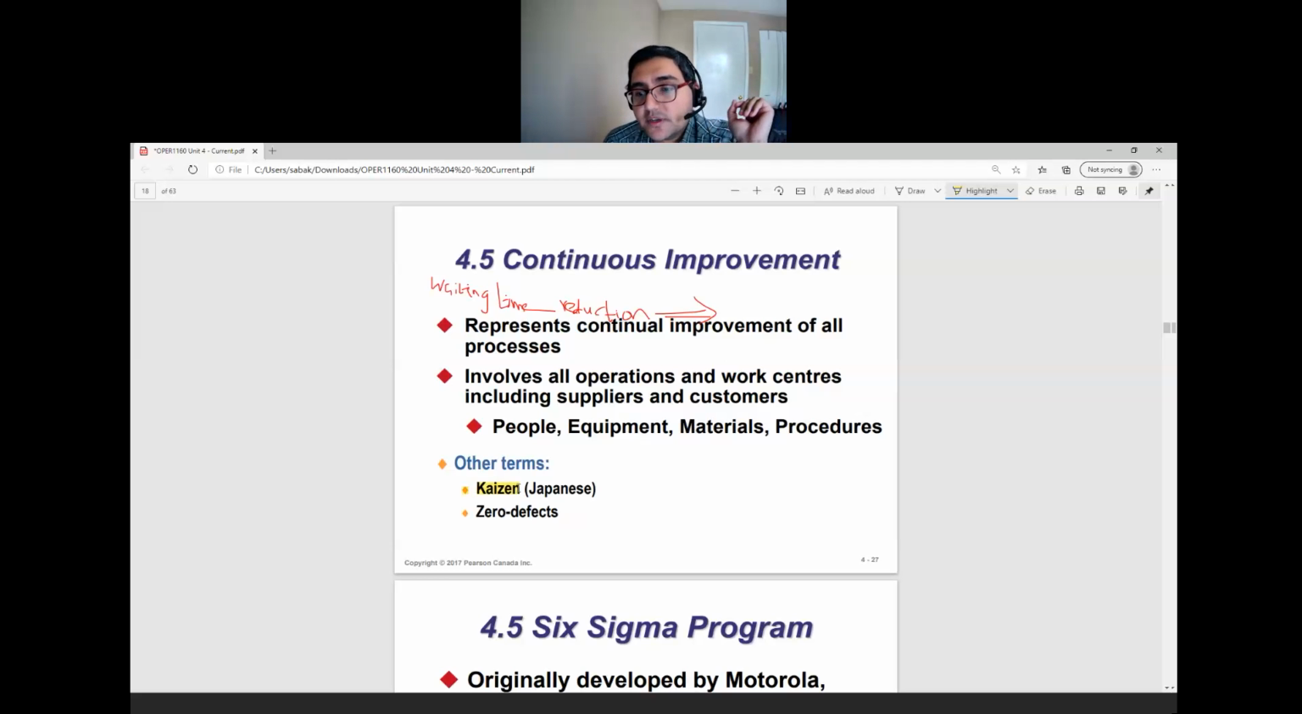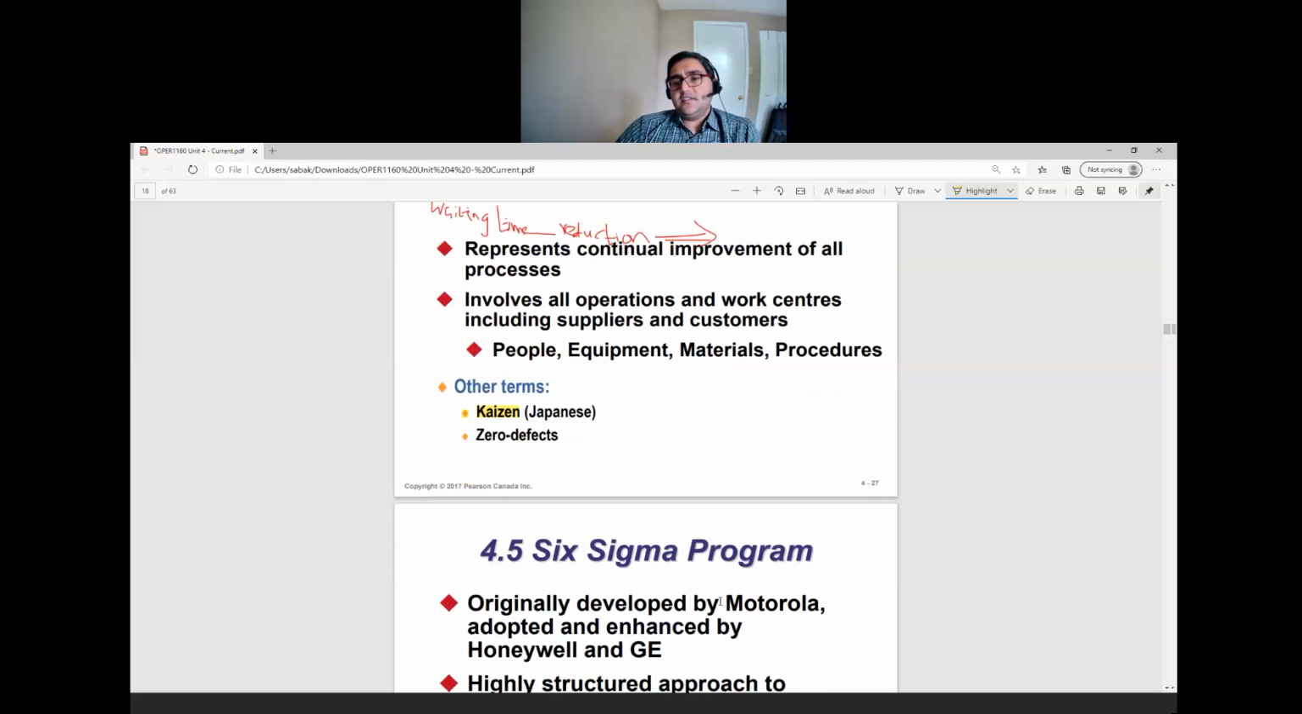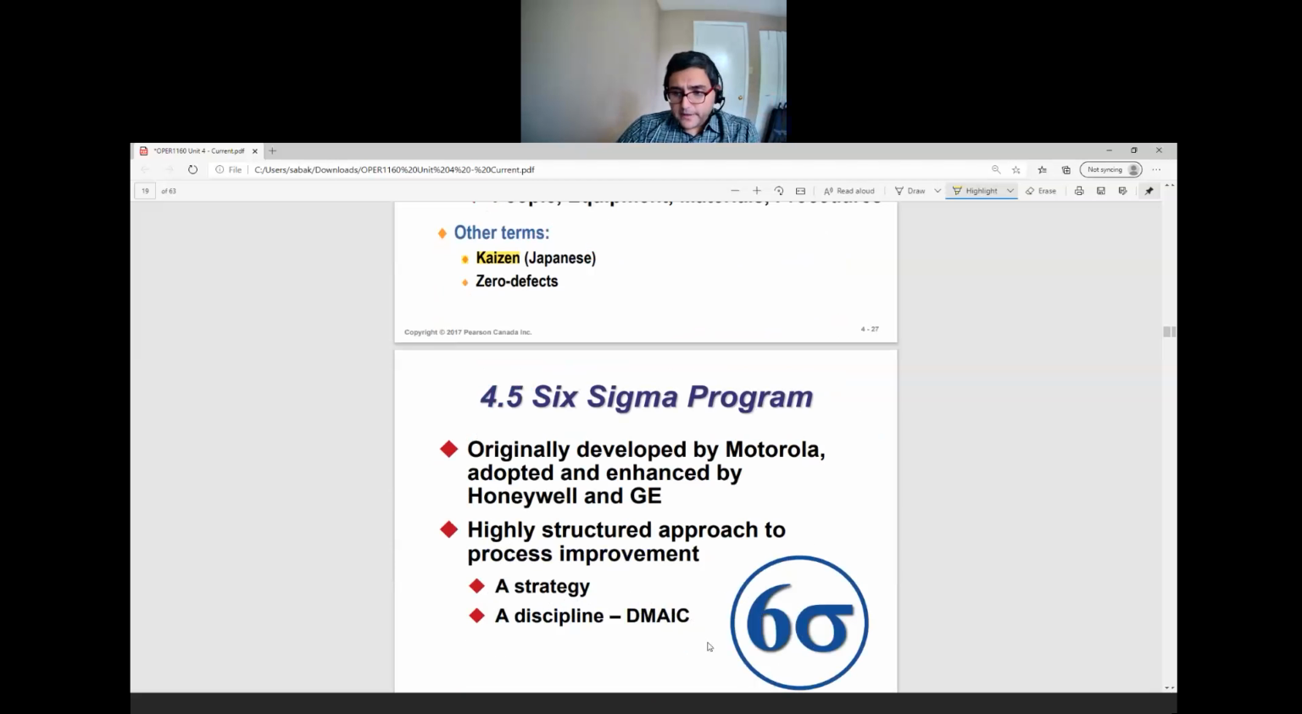Now, there is a Japanese term for continuous improvement, Kaizen. So Kaizen stands for continuous improvement. If you have a question of what is Kaizen, Kaizen stands for continuous improvement.